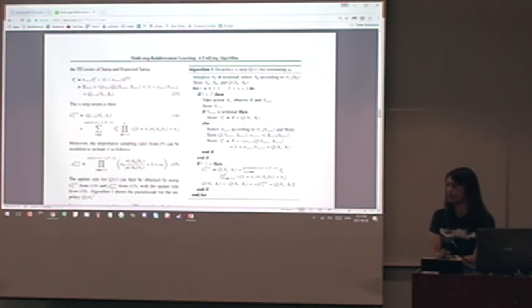But it's similar to Q-learning, right? Because to take the maximum, it's about the same work as taking the expectation.